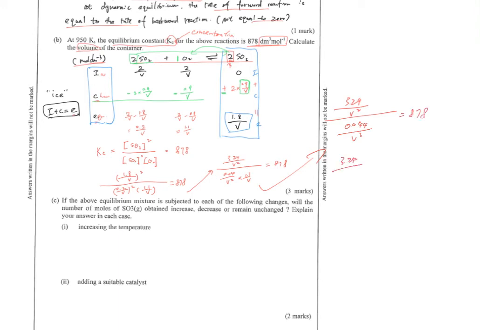Now simplify. V squared divided by the whole thing means times the opposite, so V cubed goes up: 3.24 over 0.044 times V equal to 8.78. Then use the calculator. V squared cancels, leaving only 1 V. So 3.24 divided by 0.044 actually equals 73.63636 V equal to 8.78. So V equals 8.78 divided by the answer, so equal to 11.9. This is the final answer. We use dm cubed, because the concentration is mole per dm cubed, so volume is in dm cubed. So this is the final answer.